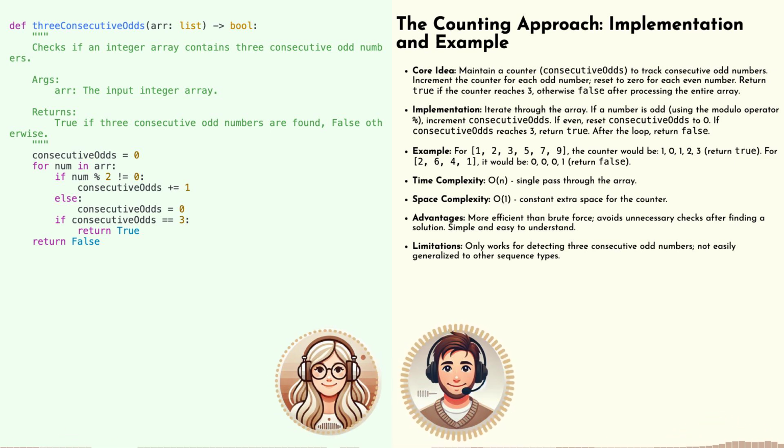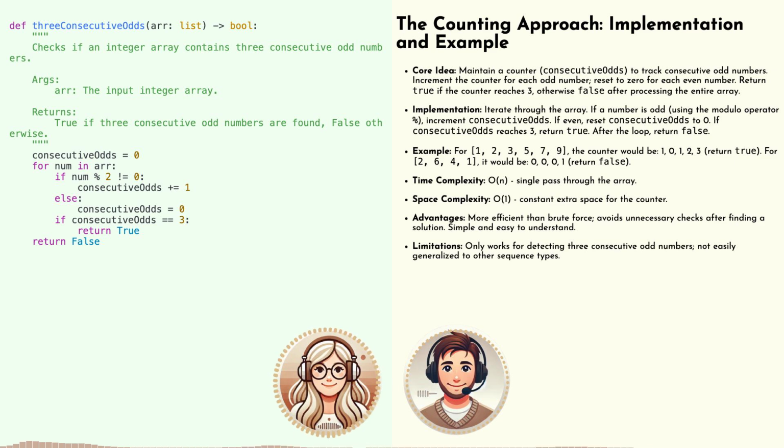I'm really liking where this is going. It's like we're playing a game and we're keeping score of our odd number streak. Exactly. So we're going to start with our counter set to 0, and then we'll begin our journey through the array, examining each number one by one. If we encounter an odd number, we increment our counter. Yay! Our streak continues.